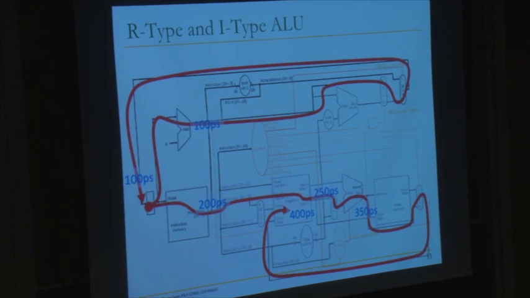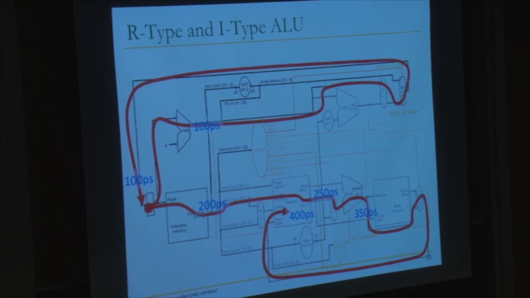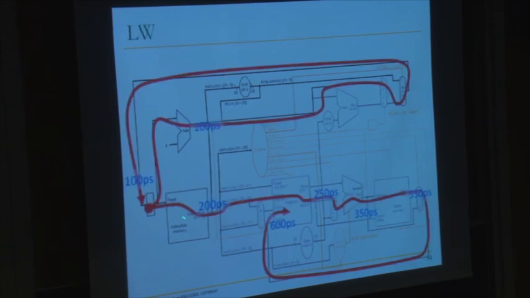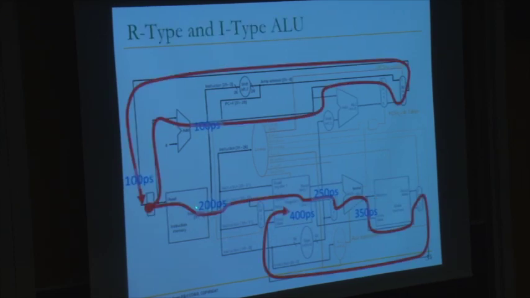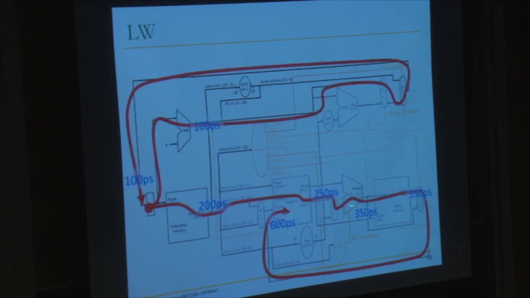So it's 400 picoseconds. But there's something else that also happens, which is the incrementing of the program counter. But that's only, at least with the cooked up values that I gave you, 100 picoseconds. So this is your critical path for the ALU operation, 400 picoseconds. For load word, it's much longer because in addition to everything else that the R-type and I-type ALU operations exercise, it also exercises memory, right?